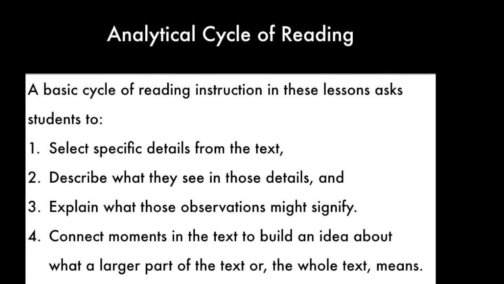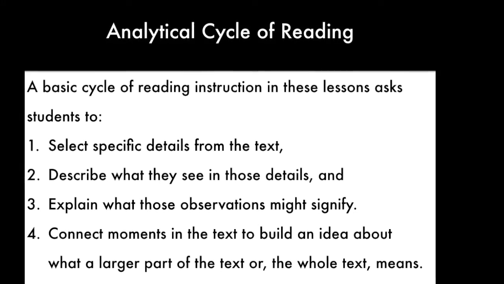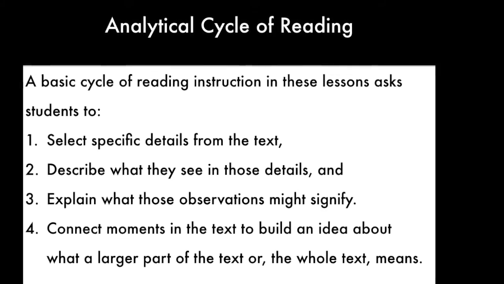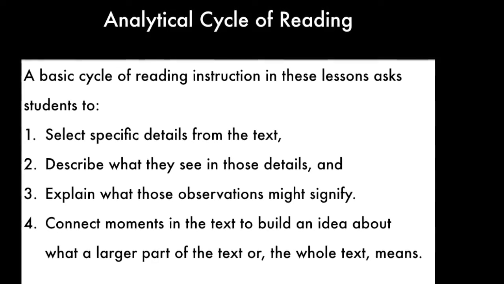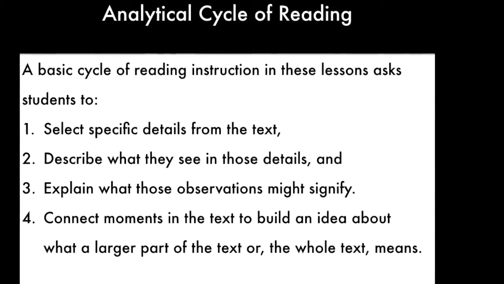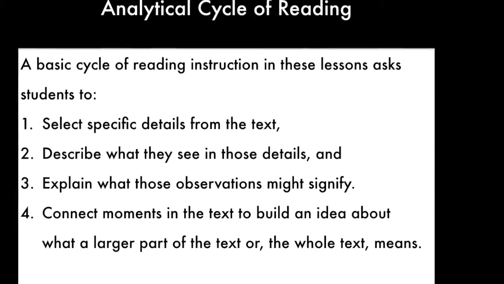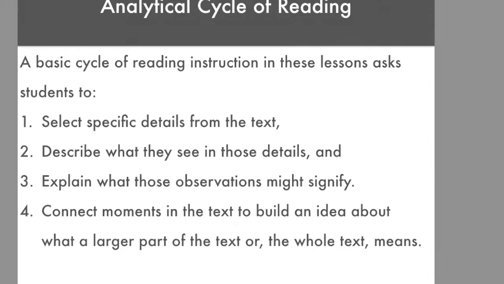A basic cycle of reading instruction in these lessons asks students to: first, select specific details from the text; second, describe what they see in those details; third, explain what those observations might signify; and fourth, connect moments in the text to build an idea about what the larger part of the text or the whole text means.